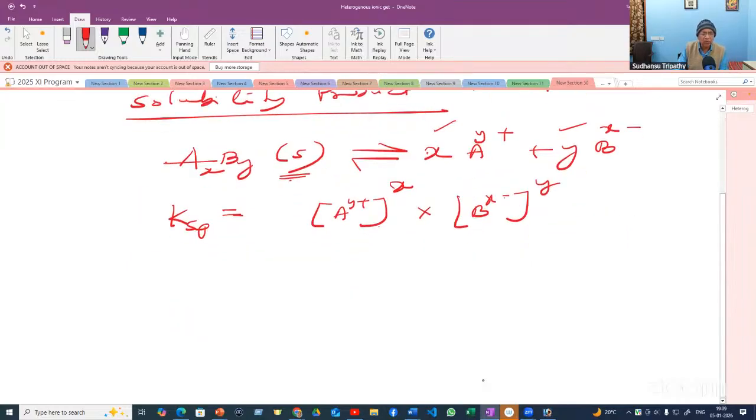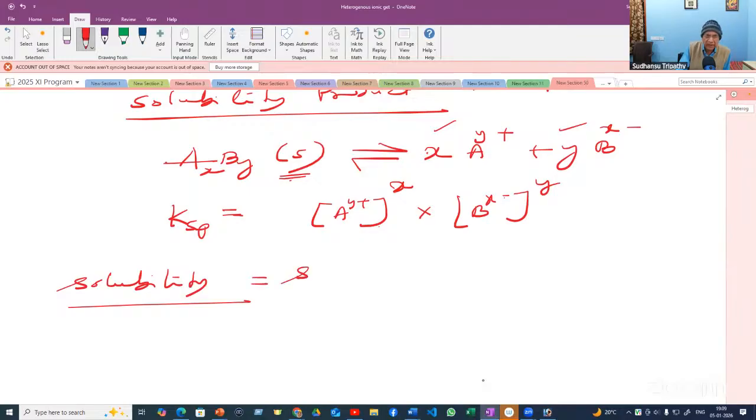Now you know how to correlate between solubility, is the term. Supposing we take S as the solubility. That means moles per liter. That means it's a different meaning. It's not the molarity of the solution.